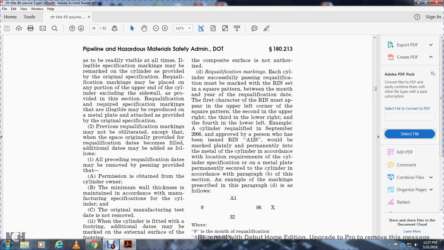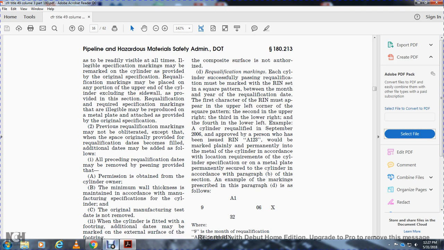Requalification mark: the cylinder successfully passing requalification must be marked with the RIN set in the square pattern, with the month and the year of the requalification date. The first character of the RIN must appear in the upper left corner of the square pattern, the second in the upper right, the third in the lower right, the fourth in the lower left. For example, a cylinder requalified September 2006 by the person who has been issued the RIN A123.